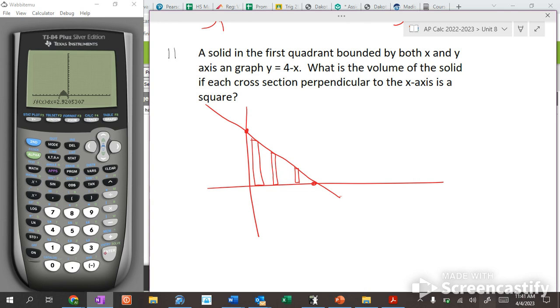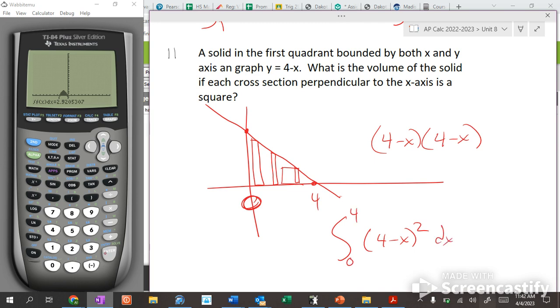Okay? What's the height of each square? 4 minus x. Okay? It goes this way, and then when you go three-dimensionally, since it's a square, it's also 4 minus x, correct? So if it's 4 minus x times 4 minus x, it's 4 minus x squared for the square. It goes from where to where? Where's this? 0 to 4. 0 to 4 dx.